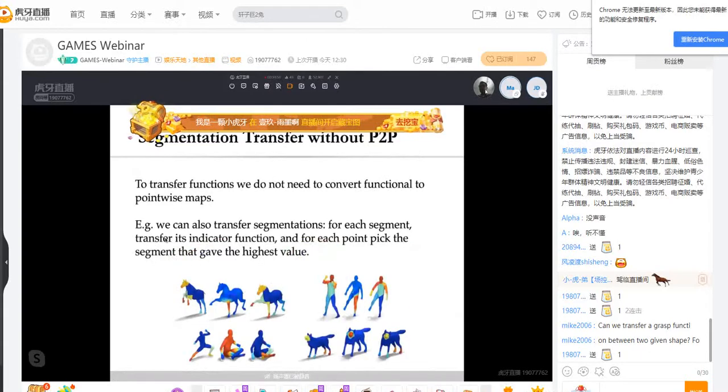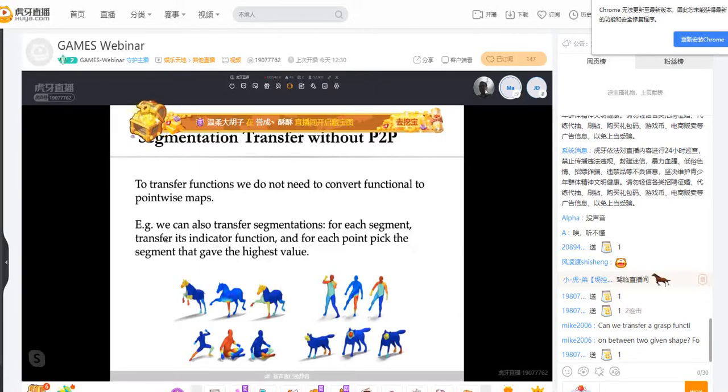All right. One important thing I wanted to highlight is that in some cases, you don't necessarily need to convert to a point-to-point map. If you want to transfer a function, for example, if you want to find a corresponding segment or label on a shape, and you're given a functional map, you actually don't need to convert it to a point-to-point one.